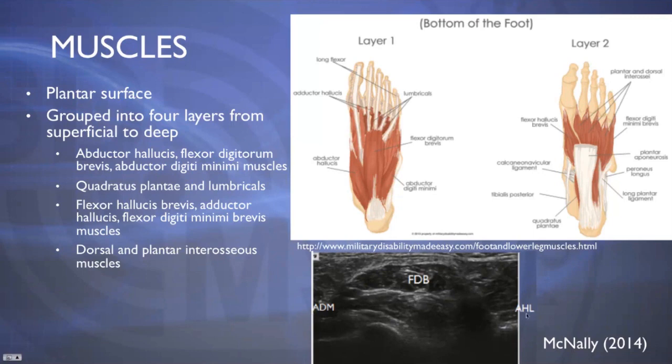And then this sonographic image is showing you here the flexor digitorum brevis, the abductor digiti minimi muscle, and the abductor hallucis. Moving more deep, we'll get into the quadratus plantae and the lumbricals, which are located in this diagram here, along with the flexor hallucis brevis, adductor hallucis, and the flexor digiti minimi brevis muscles. As we move even deeper, we'll see then the dorsal and plantar interosseous muscles.